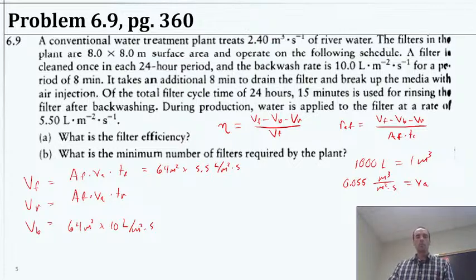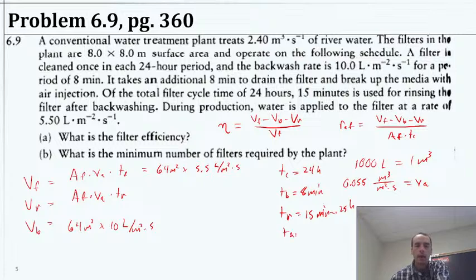And then we also will take a look at the time for everything. The time for the total cycle was 24 hours. Time for the backwashing was 8 minutes. And so we're going to have to convert between hours, minutes, and seconds when we put all the pieces together to make sure we're in the correct units. Time for the rinsing, I think, was what, 15 minutes? 15 minutes or a quarter of an hour. And the time for the air was 8 minutes.